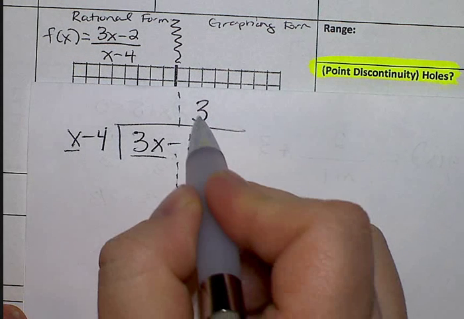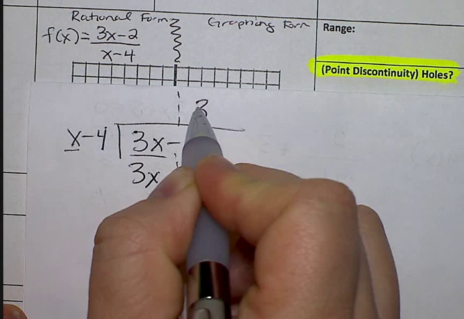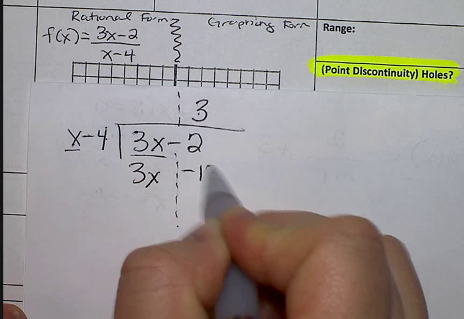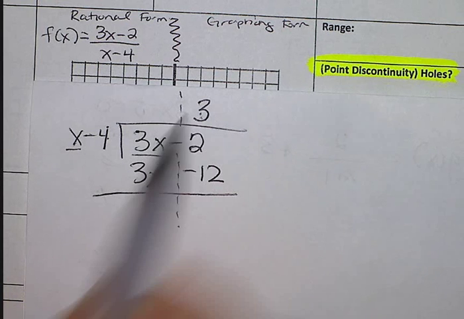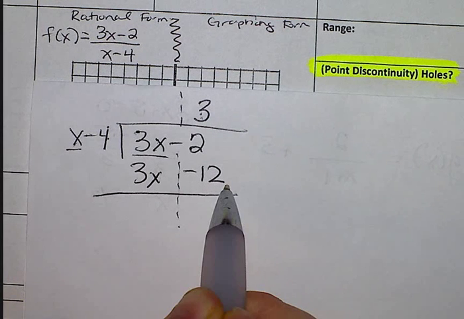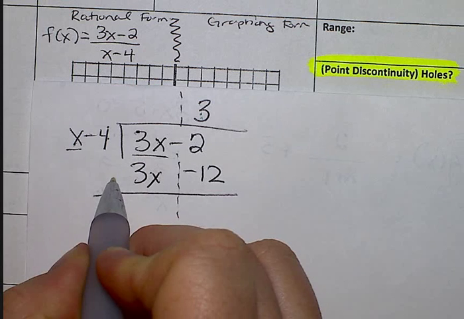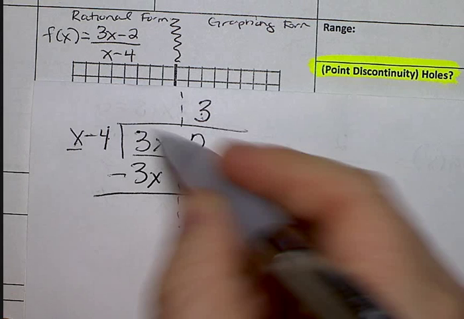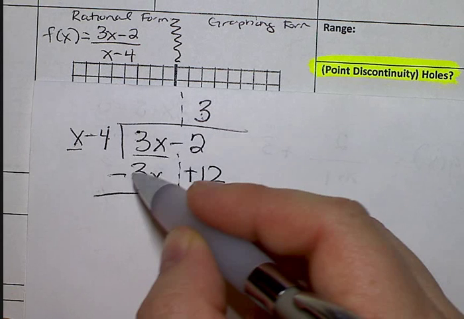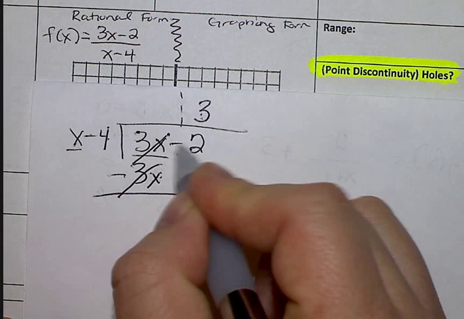3 times x is 3x. 3 times negative 4 is negative 12. First step is to identify the number. Second step is to multiply. Third step is to change signs on the second row. Fourth step is to combine. Positive 3x and negative 3x is 0. Negative 2 and positive 12 is 10.